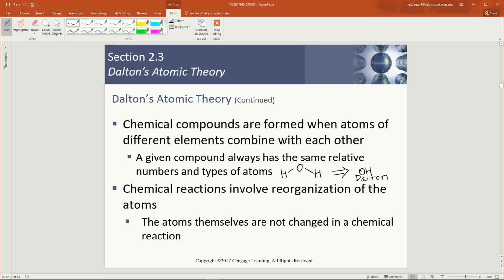And the last part of Dalton's atomic theory is that chemical reactions involve reorganization of the atoms. So they change in the way that they're bound together. The atoms themselves are not changed.